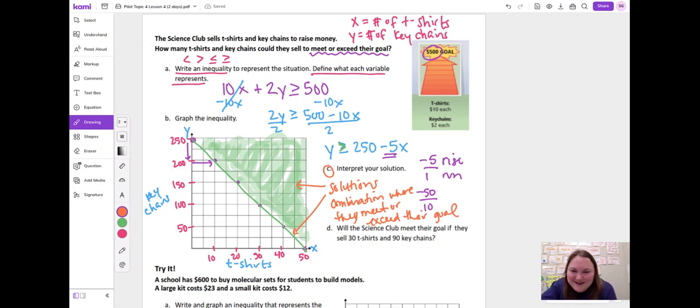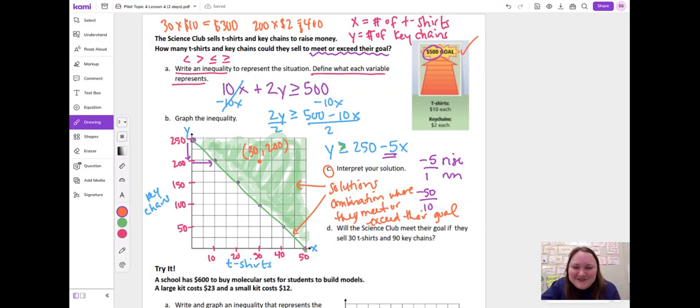So to tell you what I mean by that, for example, if I choose this point right here, this point is (30, 200), or 30 t-shirts and 200 keychains. If they do that, well, 30 t-shirts that are $10 each, that would be $300. And then 200 keychains that are $2 each, that is $400. 300 plus 400, $700. They have definitely met and exceeded their goal. That's what we mean by a solution. It's a combination where they say, yes, we did it.